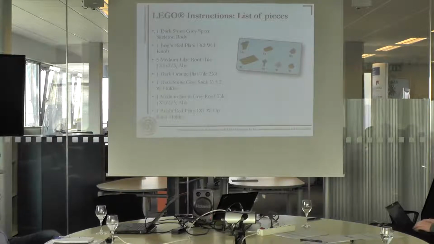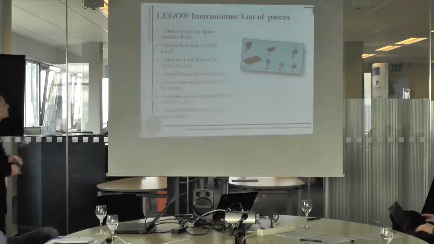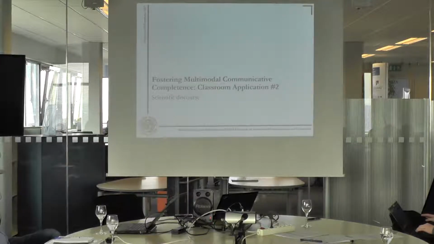And I ask them to consider the fact that when you build a set, you might have a lot of different pieces. So you need to find the piece very quickly. And in the case of the Simpsons house, the set has 2,500 pieces. Imagine looking for the dark stone grey space skeleton body. It will take you ages. Right. So this is the first text.